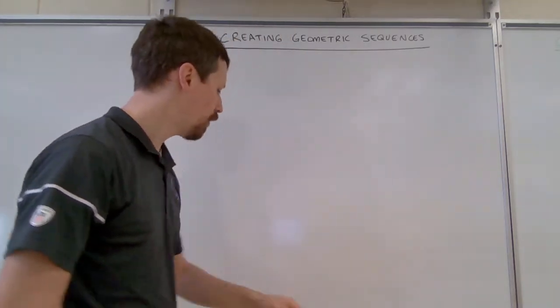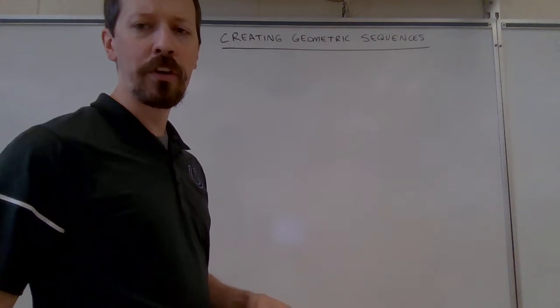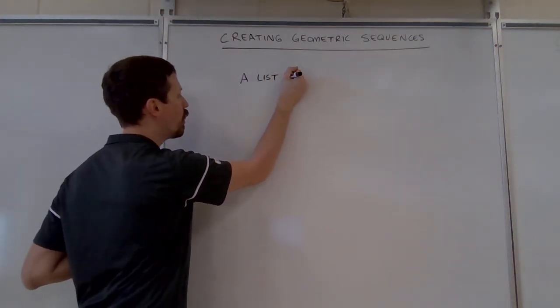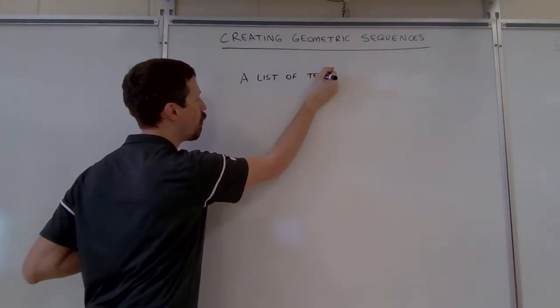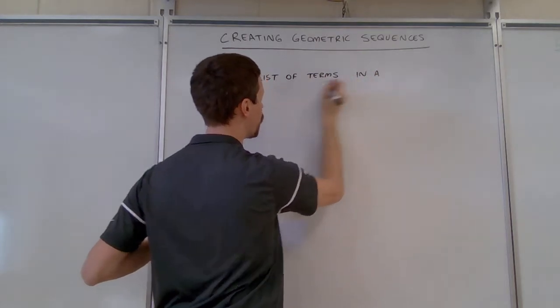All right, so it says on the next page, what is a sequence in math? And the biggest thing I want you to remember is that a sequence is a list of terms in a particular order.